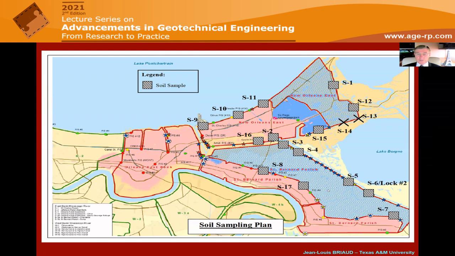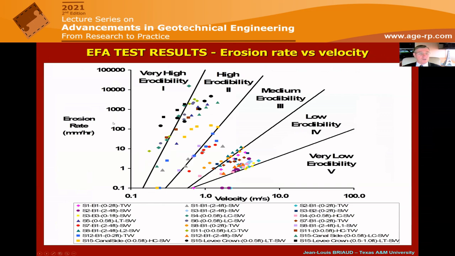You can see erosion rate versus velocity. The first thing that strikes you, it's all over the place. So these levees are made of very, very different material. And if you have a levee that's made of this material, you're in good shape. If you have a levee that's made of this material, you better start running.